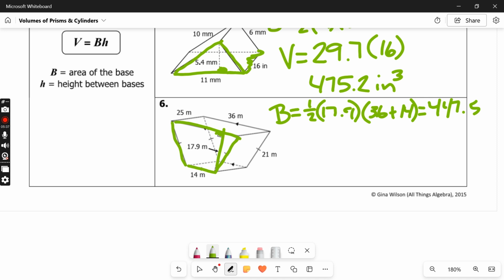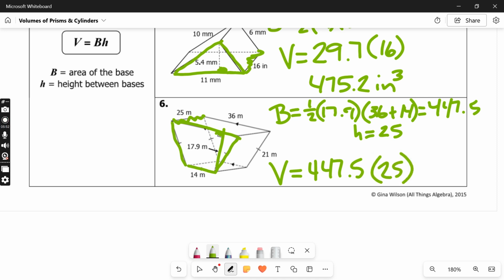And then I need what is connecting my two bases. So that would be this one right here, which is 25. So the height of my prism is 25. So my volume is going to be 447.5 times 25, which is 11,187.5. This will be meters cubed.